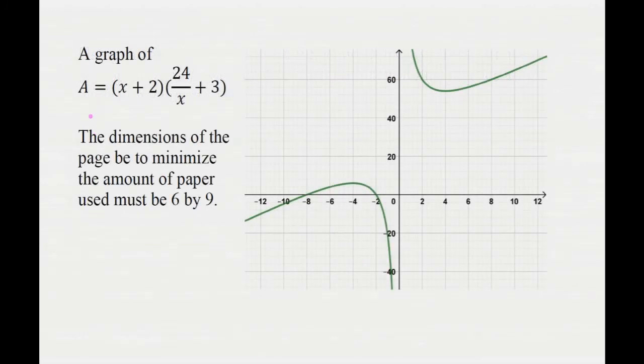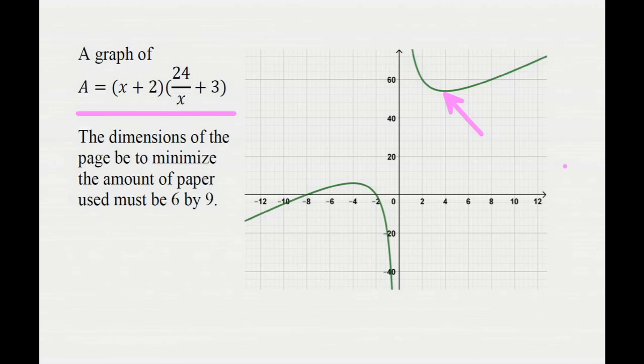I have graphed the function. A of X is X plus 2 times 24 over X plus 3. And this is my graph. And you can see when X is 4, A reaches a minimum right around here. And of course, you should know how to do it using calculus. The first derivative and the second derivative test will help you with that too. But I like graphs because it makes it more concrete for me.